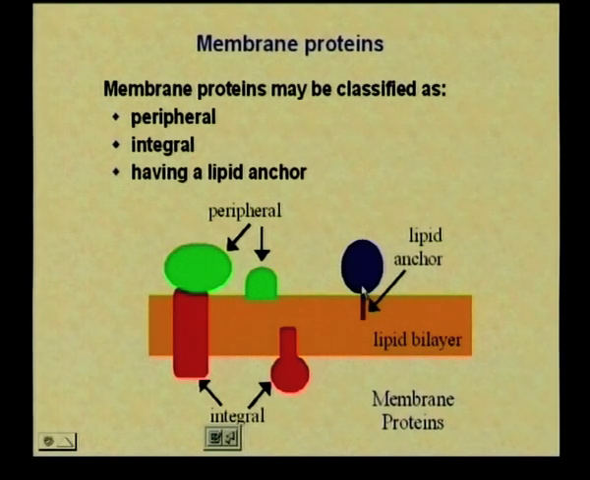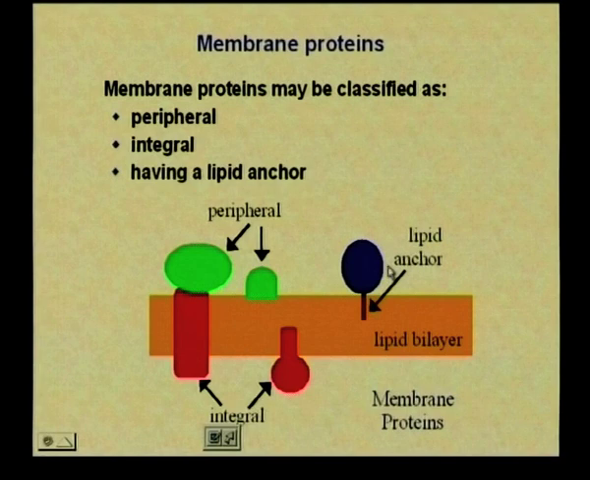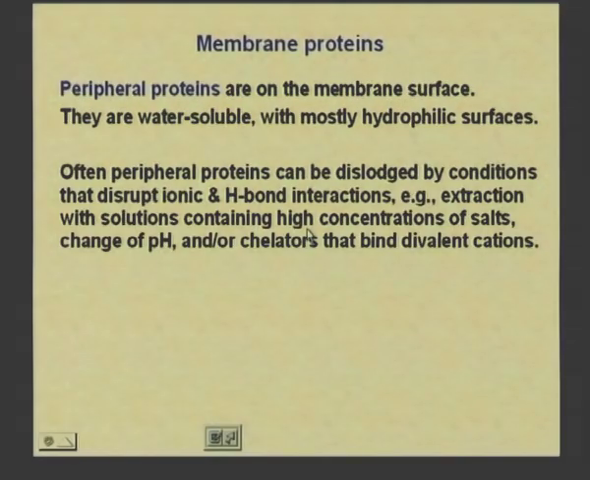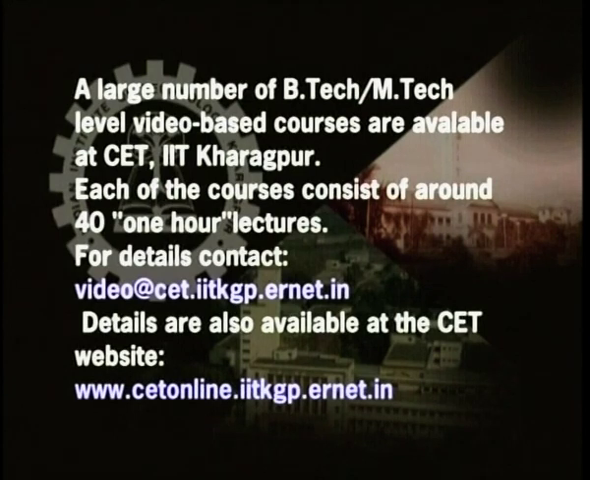The lipid anchor ones have a lipid chain attached to them, of which interacts with the hydrocarbon chains of the lipid fatty acids. Okay? So, these are the three types of membrane proteins that you can have, and we will see the properties of the membrane proteins.